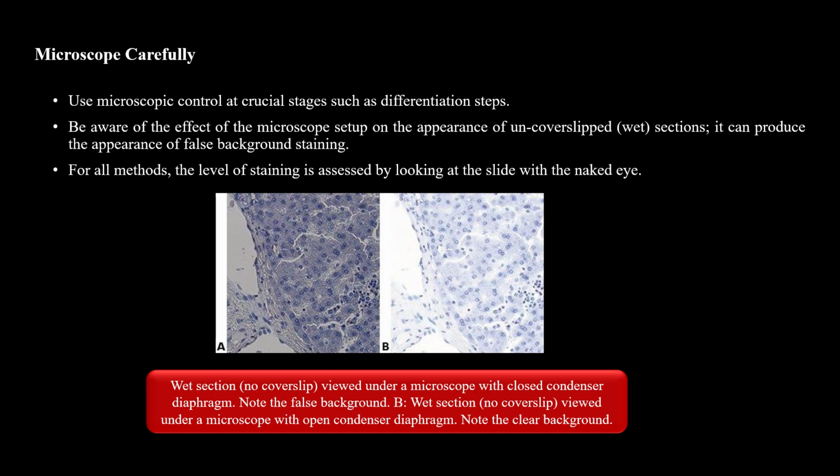Microscope carefully. Microscope control stage of different steps. The tiny accessibly looking at the slide with the naked eye. With second view under microscope, close the condenser diaphragm. Note the flat background. With second view, no cover slip under microscope, view option condenser diaphragm.